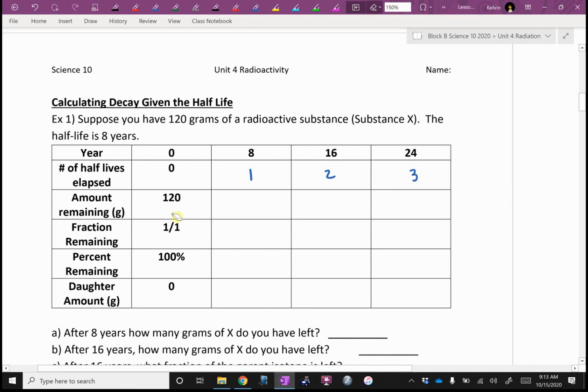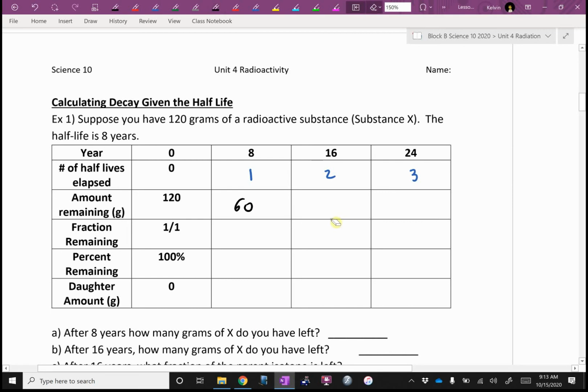So let's suppose we start with 120 grams. After 8 years, how much would be left? Half of it's decaying. So the opposite of 240, other direction. 60. So that means if I knew this substance had a half-life of 8 years and I knew I'd started with 120 grams and there was now 60 grams left, I could say this is 8 years old.